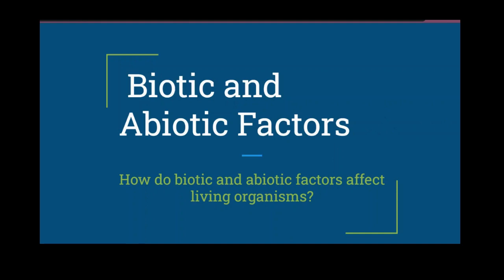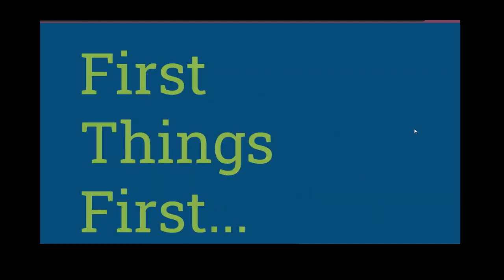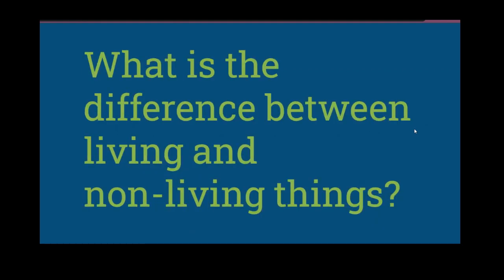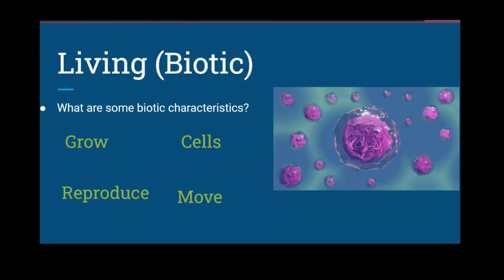Today we are going to be learning from home, and we've been going over the difference between biotic and abiotic factors. So we know that biotic factors are living and abiotic factors are non-living. But how do we know the difference between them, and how do they affect living organisms? First things first. What is the difference between living and non-living things?